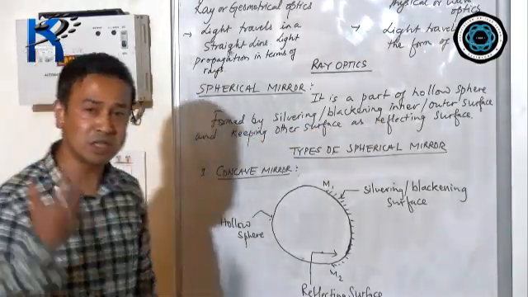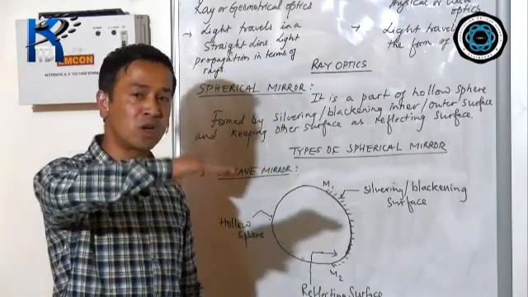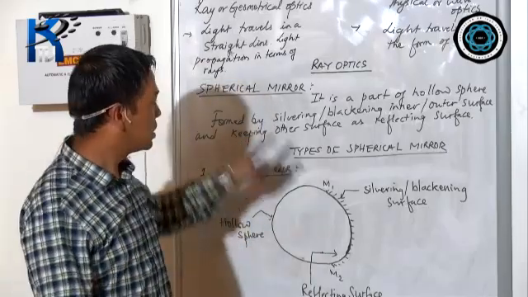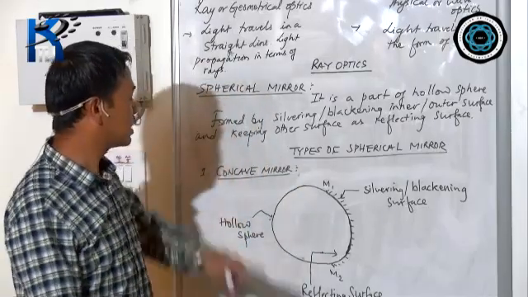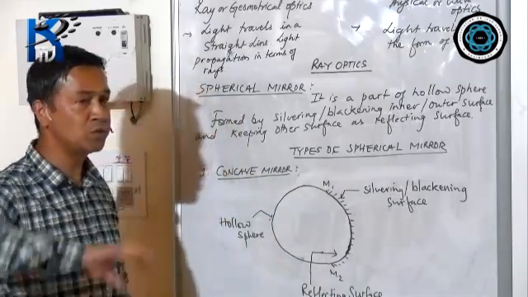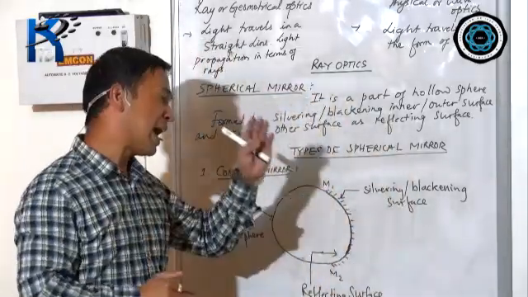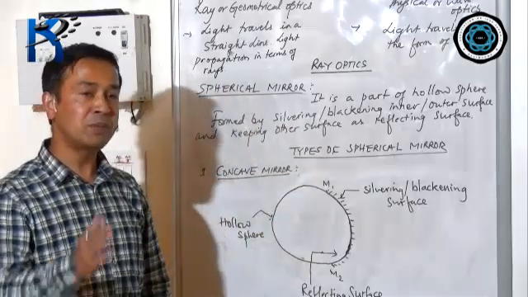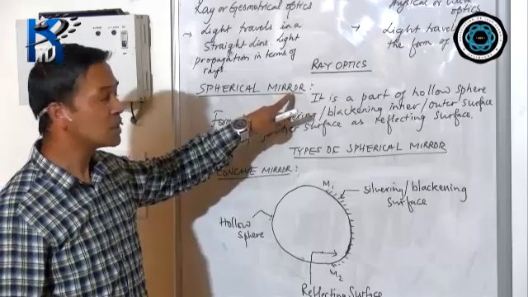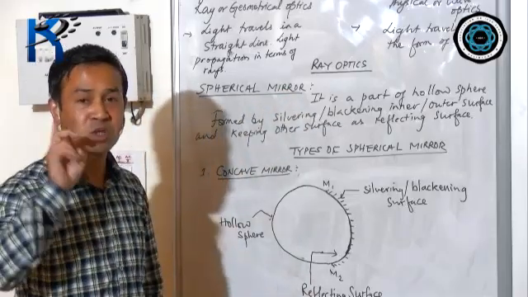That means when a mirror is formed, one of the surfaces should be a silvering surface, or what we also call a blackened surface, and the other surface we call a reflecting surface. But this is a type of spherical mirror, in which it is formed by taking a part of the sphere. So if you take a hollow sphere, and take a part of it by silvering either the inner surface or the outer surface and keeping the opposite surface as a reflecting surface, then it forms a what mirror? Spherical mirror.